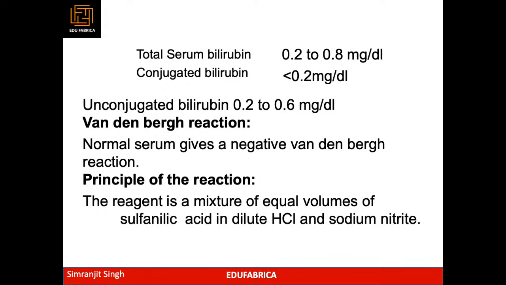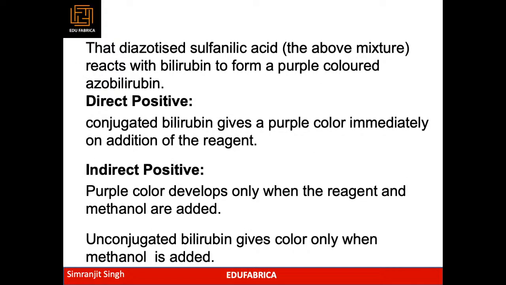Total serum bilirubin is 0.2 to 0.8 milligram per deciliter, conjugated bilirubin is less than 0.2 milligram per deciliter, and unconjugated bilirubin is 0.2 to 0.6 milligram per deciliter. We mainly do the Van den Bergh reaction. This is to check: normal serum gives a negative Van den Bergh reaction, and positive serum gives a positive reaction. In this, equal volumes of sulfanilic acid, dilute hydrochloric acid and sodium nitrite are added.